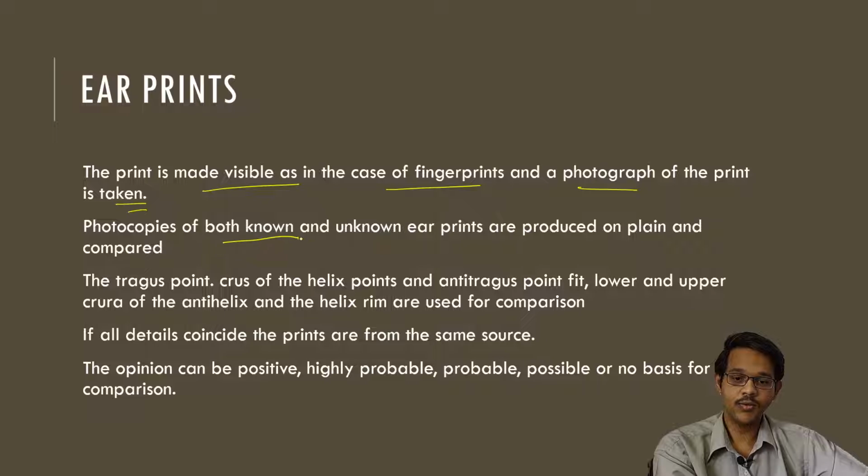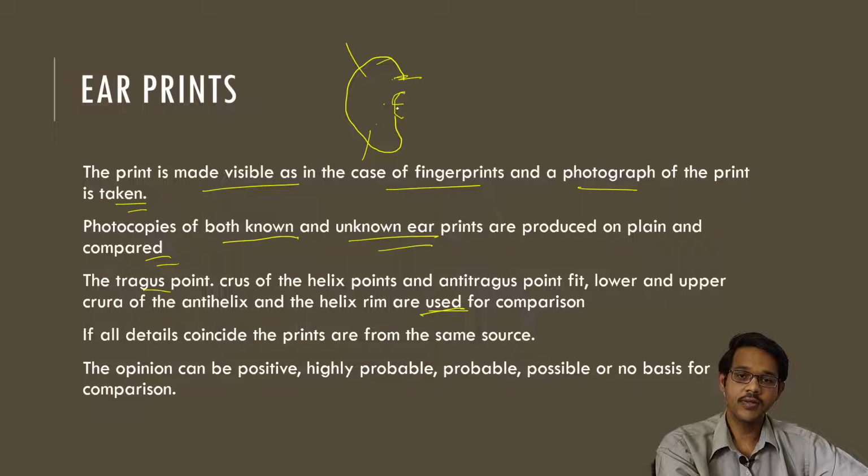Photocopies of both known and unknown ear prints, that is, known prints of the suspect and unknown ear prints found at the scene of crime, are produced on a plane and compared. Usually the tragus, helix, antihelix and crux are compared. These are the parts which are compared. The tragus point which is present here, then the crux of the helix which is present here, then the anti-tragus point which is present here, and the lower and upper crux and helix parts are used for comparison. So these are the parts which are compared for ear prints.